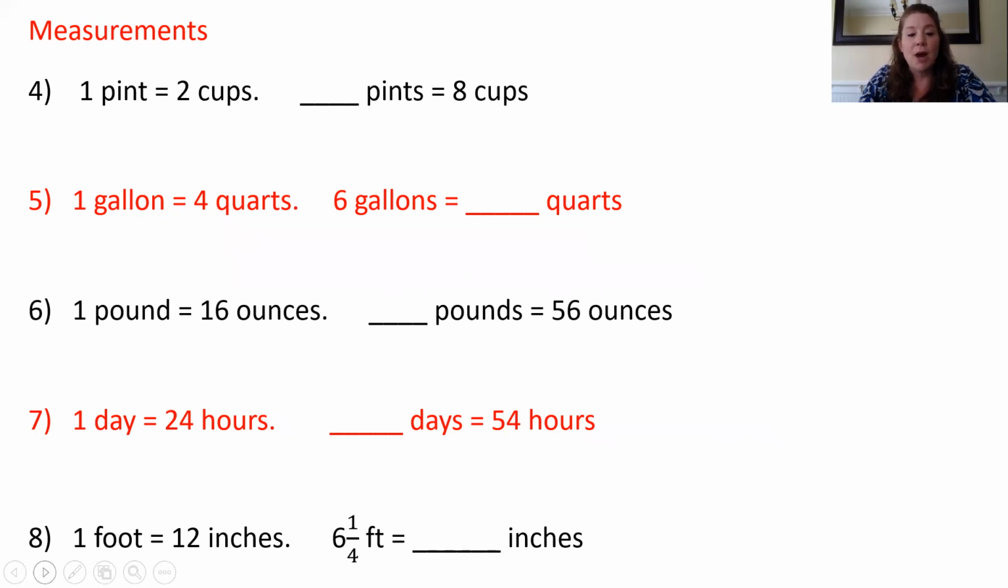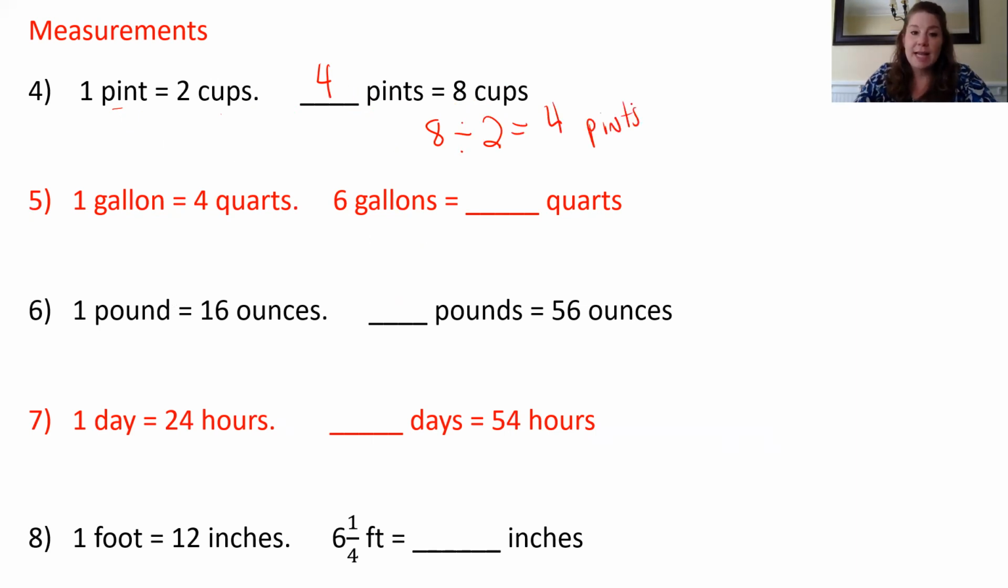So here are some examples that you might see this week. A pint is equal to 2 cups. So the question is, how many pints is 8 cups? Basically, we're going from a small measurement to a big measurement, so we're going to divide. If 1 pint is 2 cups, that means 8 cups is 8 divided by 2, which is 4. So we divided our 8 cups by 2 and got 4 pints.